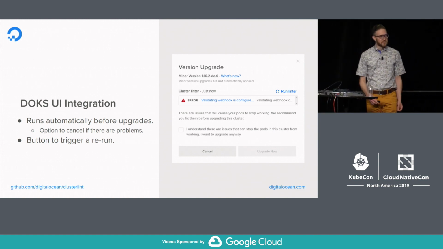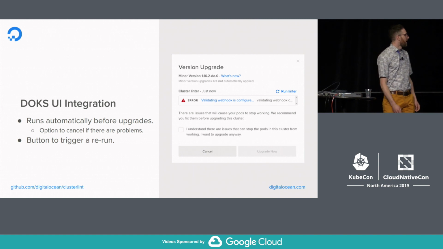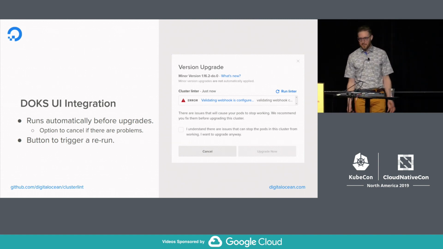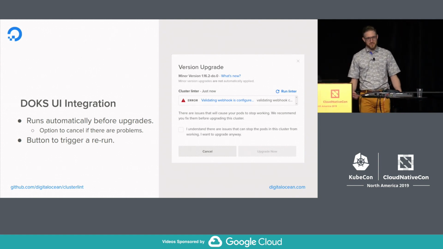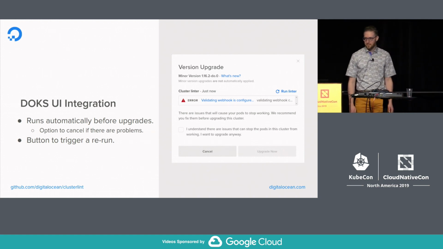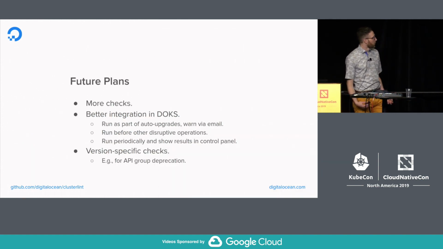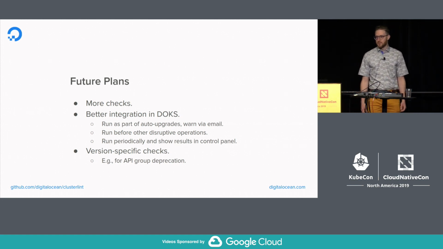There's also a rerun button, so if you go and fix your config really quickly, come back, you can hit the rerun button and see the new results. And we do provide an option to just bypass the check and say, yeah, I'm fine. If you're really confident that it's not going to cause problems, or if you just want to see what happens, you can click that box and still proceed with your upgrade. We are still working on clusterlint, and we have a few things in mind that we would like to do.